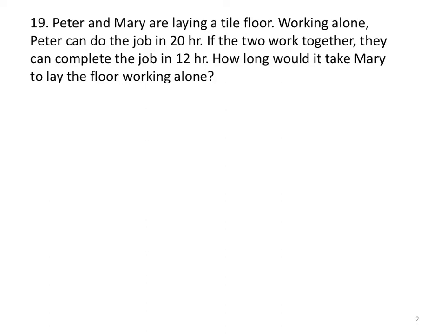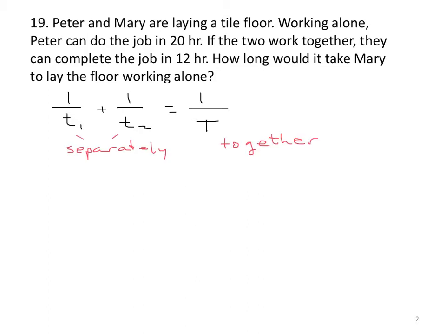Now the equation for figuring out the different times they're asking for is 1 over T1 plus 1 over T2 equals 1 over the big T. And the big T is the time that they would take if they did it together. So let's look at this problem.